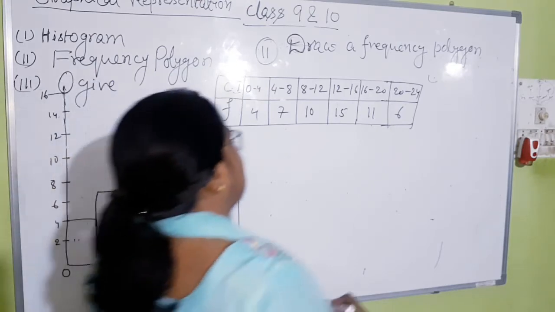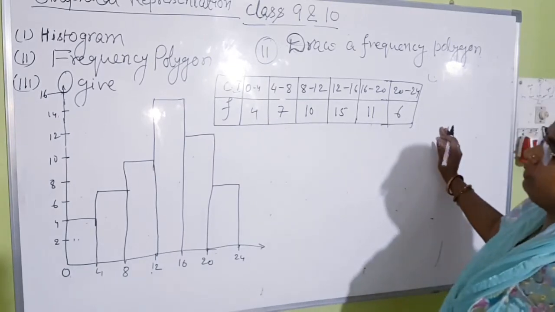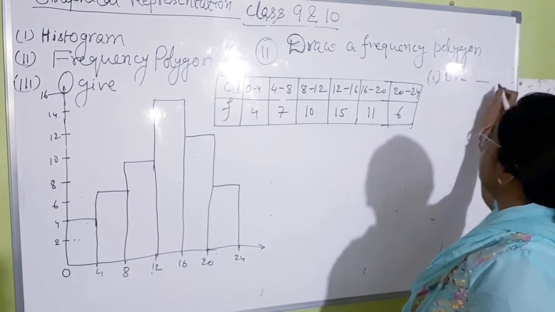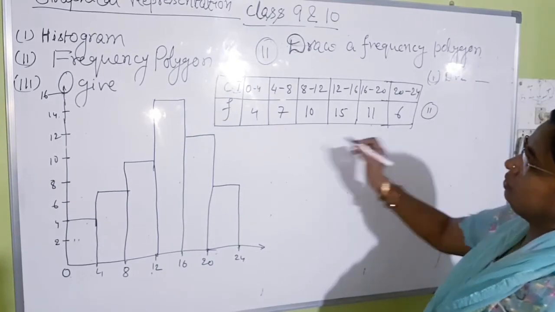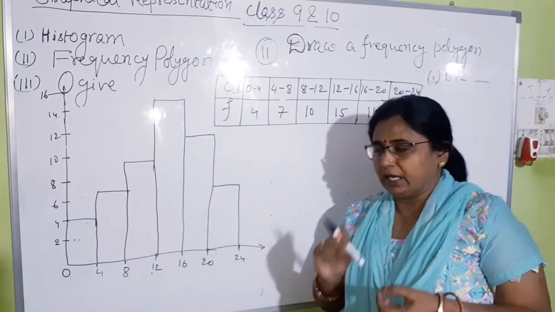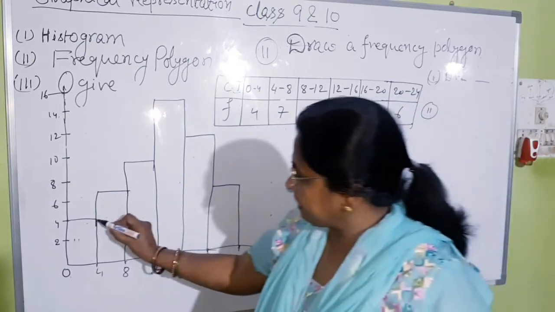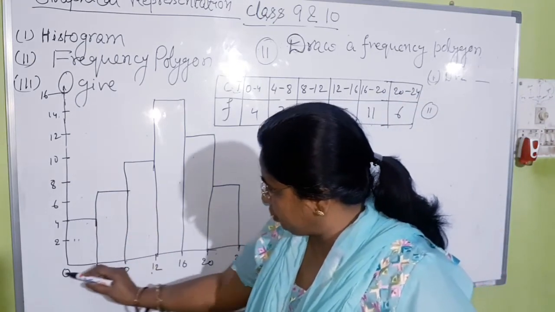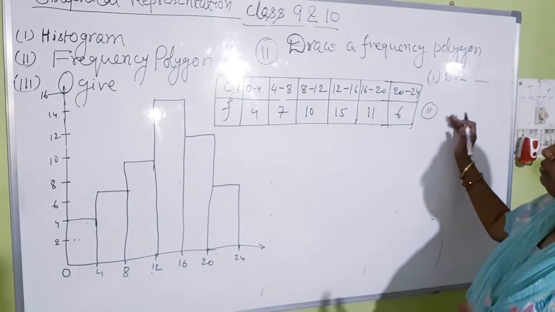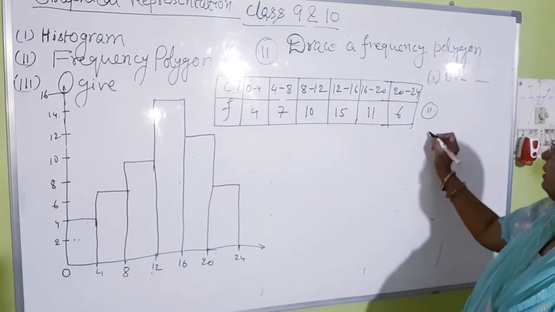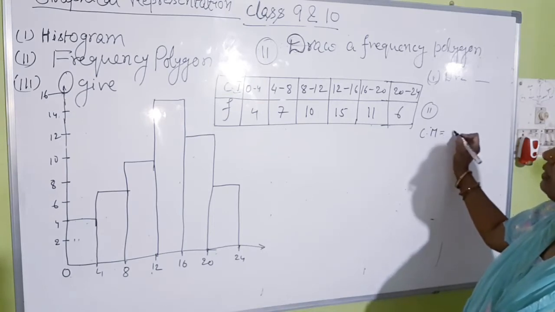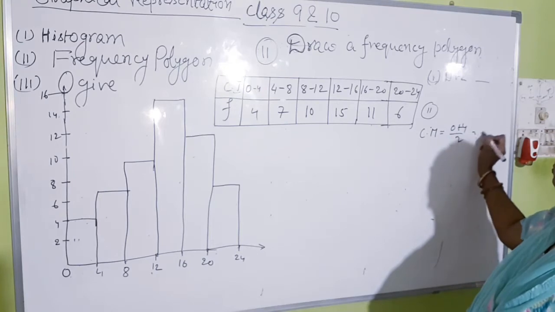That means in the second step, you will find out all the midpoints. First step, draw the histogram, and second step, find out all the class marks. That means the middle point. In graph paper also you can find the exact middle one. At 0 to 4, then at 2 it is the middle. If you want to understand by mathematical form, then class mark of the first interval is equal to 0 plus 4 by 2 is 2.